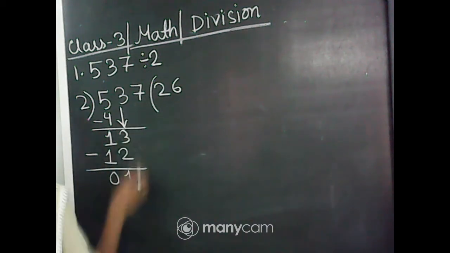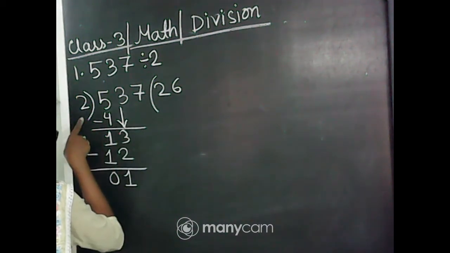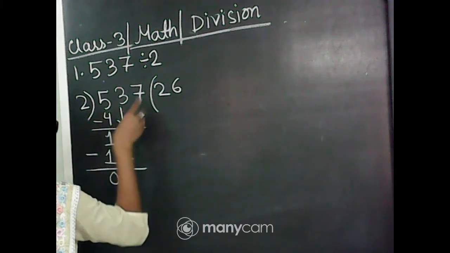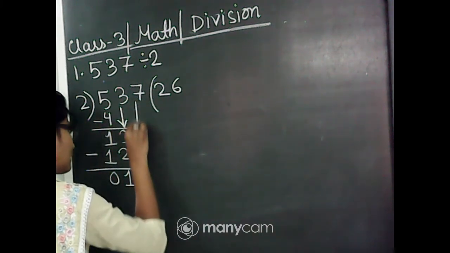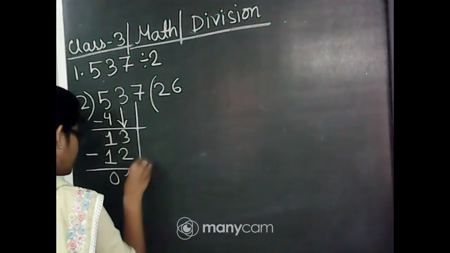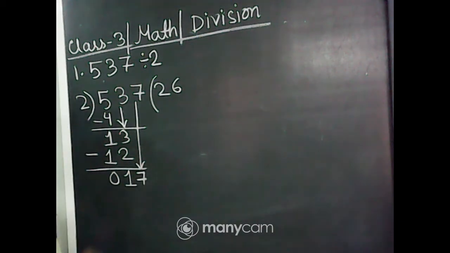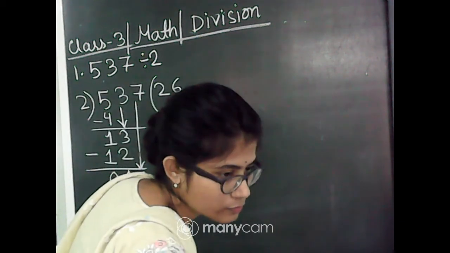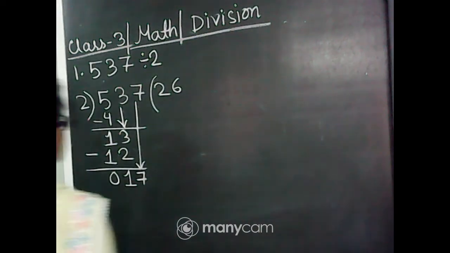Now see that this 1 is smaller than 2. Here the 7 is still left, the one number which is still not divided. So here you can bring down the 7. Now this 7 makes it 17.